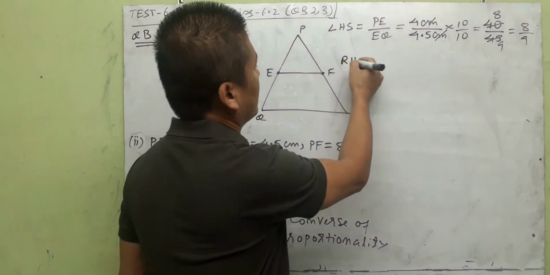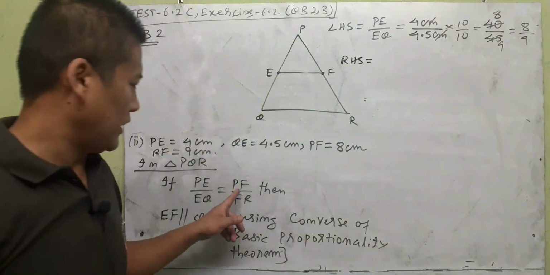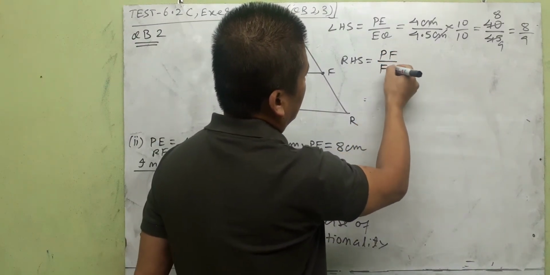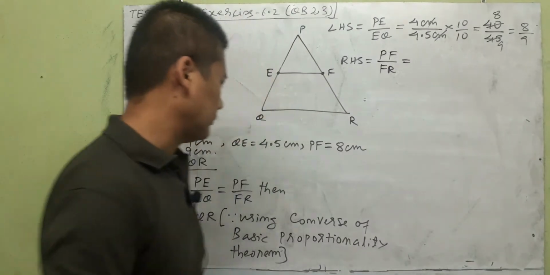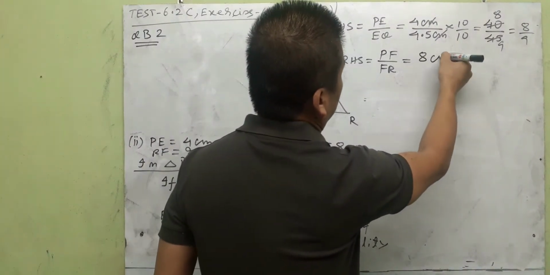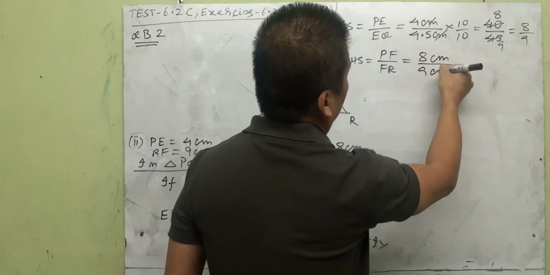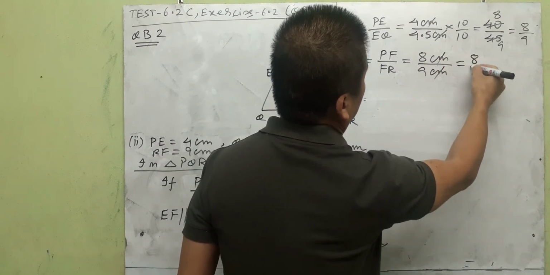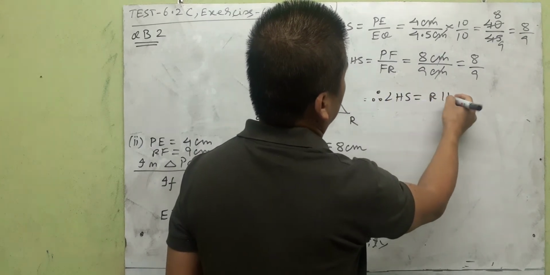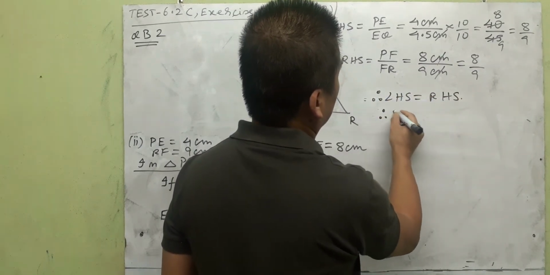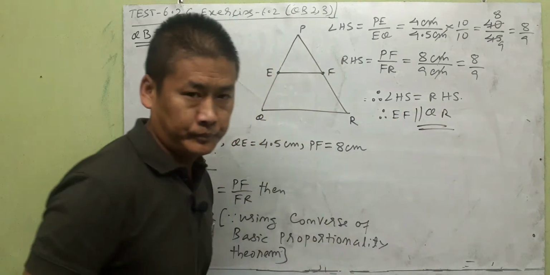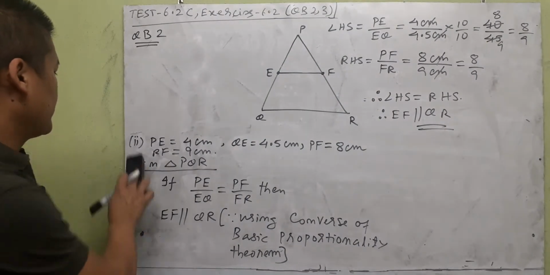Then the right hand side likewise will be PF by FR. Now PF is here 8 and 9. So 8 centimeter by 9 centimeter. So we can't cancel that. Now this time we see left hand side is 8 by 9, right hand side is also 8 by 9. They are equal. So EF will be parallel to QR. Yes, this one. One more is there, 3.